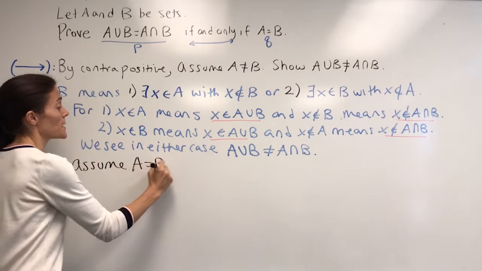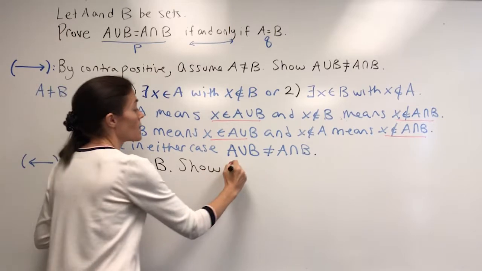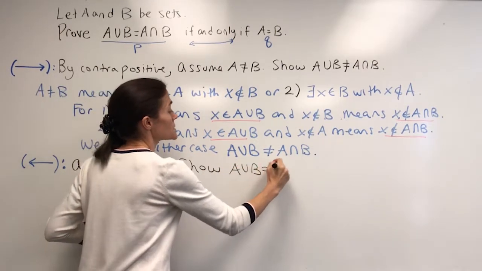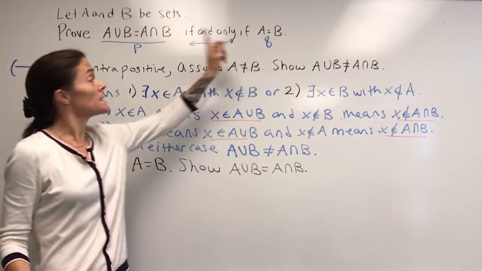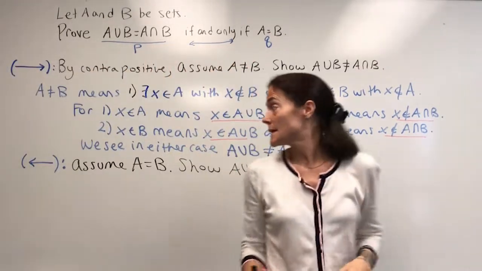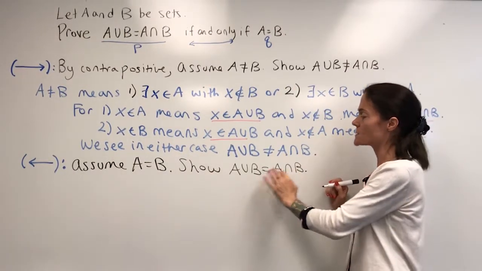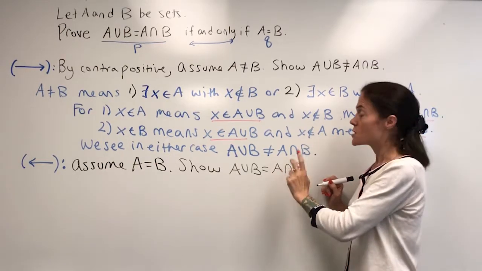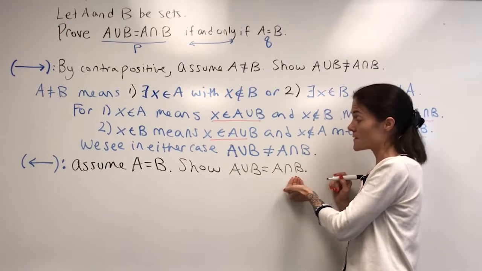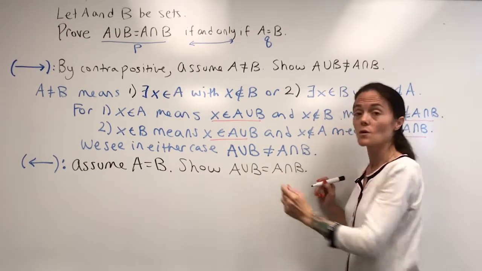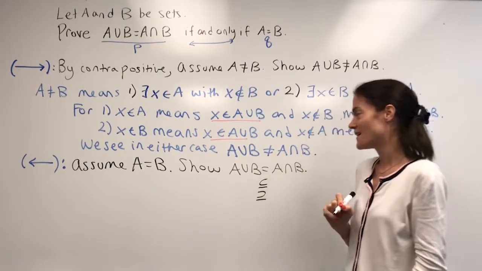Assume A equals B, and we want to show A union B equals A intersect B. This is a direct proof. Assume this and show this, okay? Now, to show two sets are equal, you must show that the set on this side is a subset of this one, and the set on this side is a subset of this one, because equals is really two subsets. We would need this way, like I said, and we would need this way, okay?